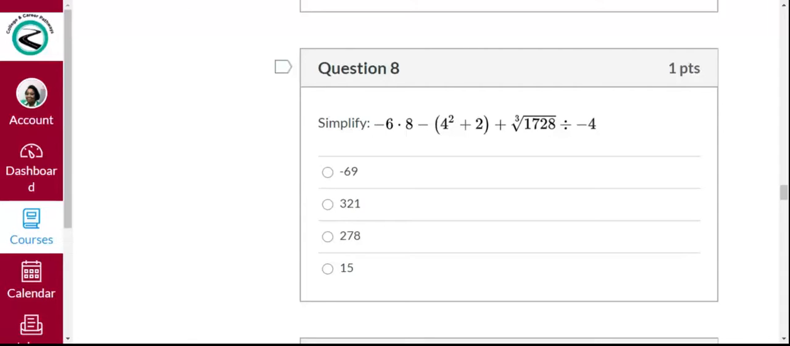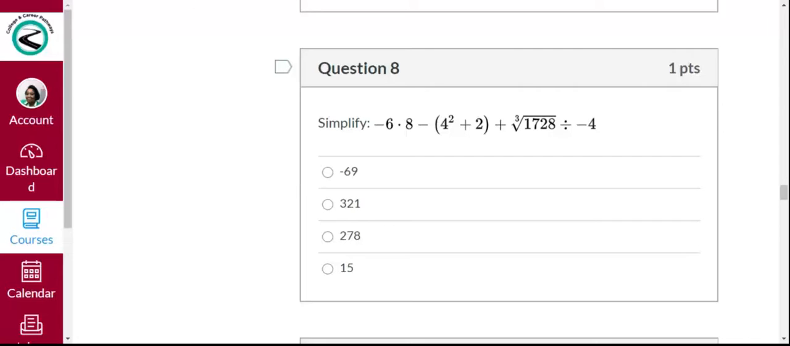Then the next step I'm going to do when I'm going from left to right is I need to do the root, the root of 1728, and I believe that's 12. 12 times 12 times 12 is 1728. Or you can put it in your calculator if it does cube roots. So now I've got -6 times 8 minus 18 plus 12 divided by 4.